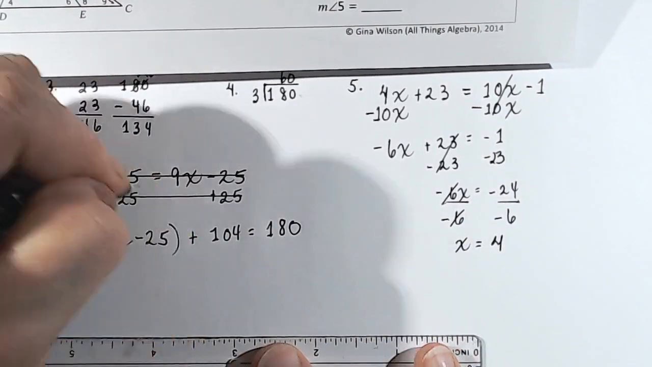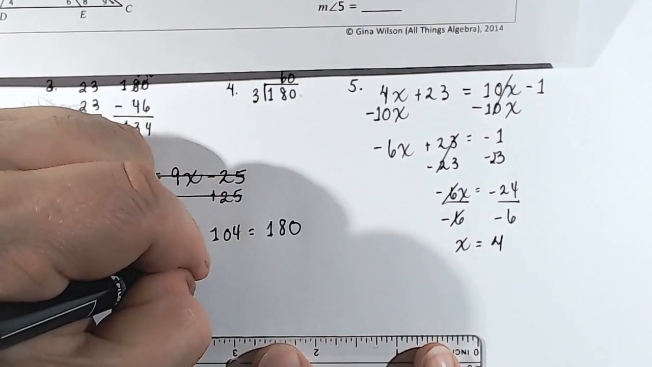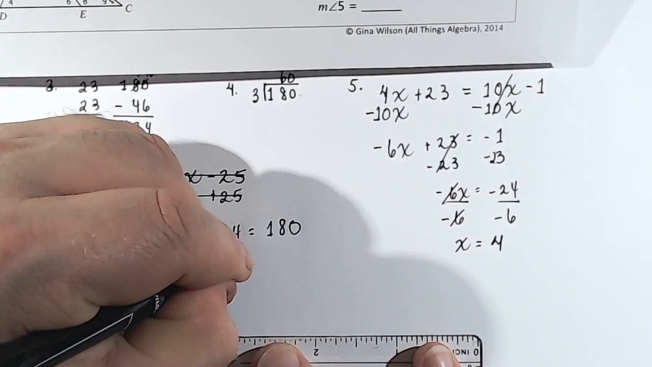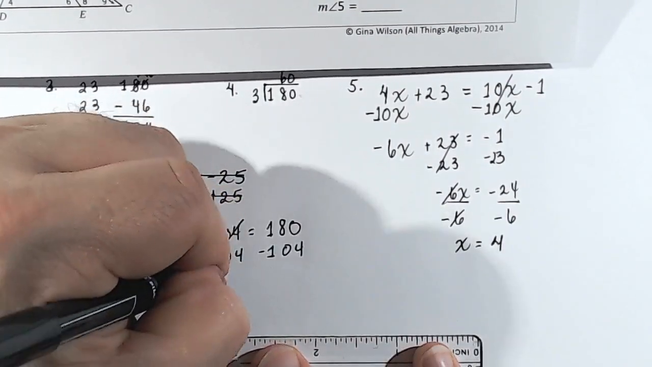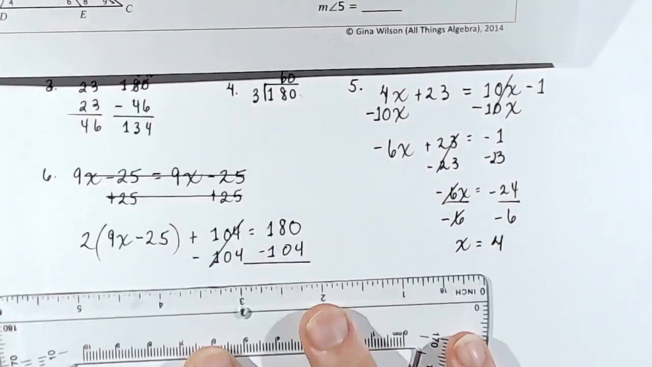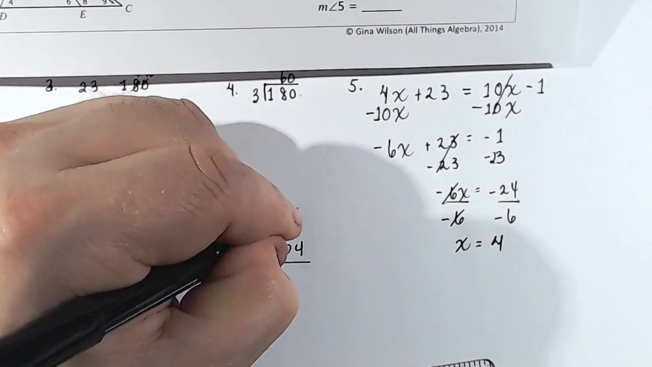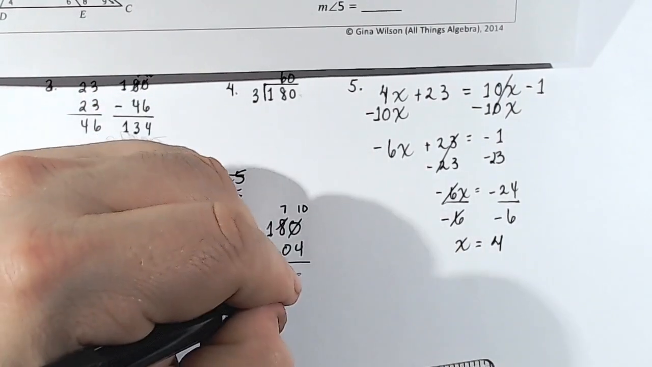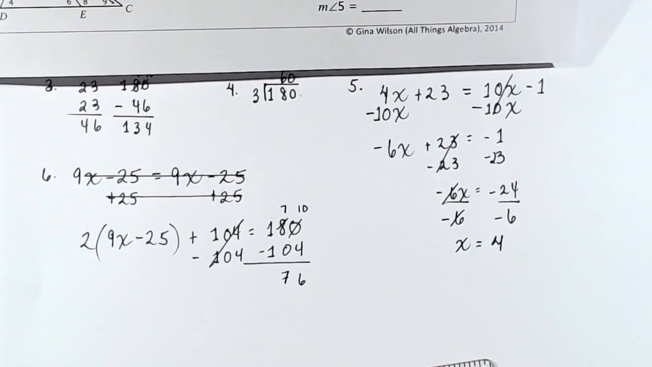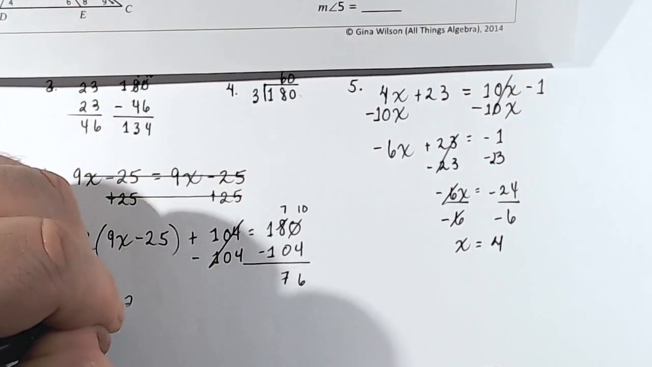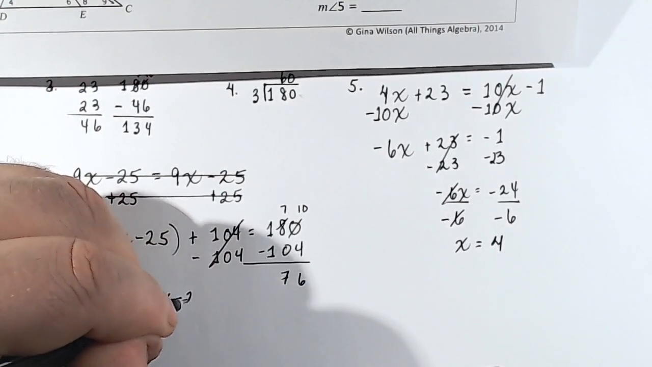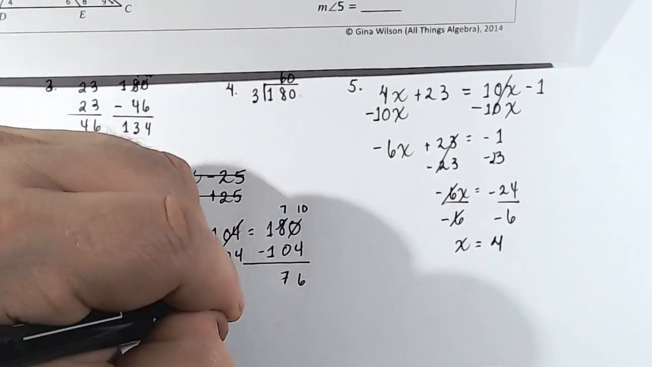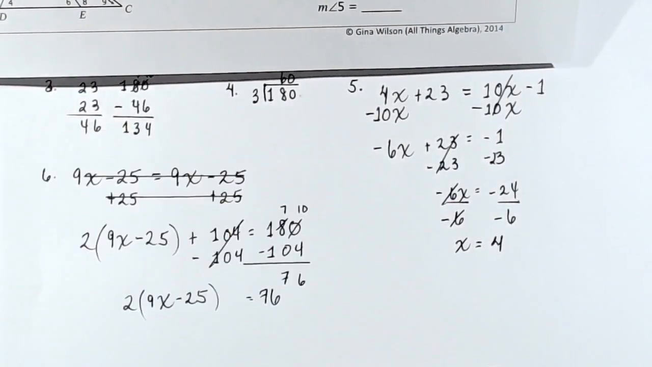So the first step here, we can really do it either way. We'll subtract 104 from both sides. And we'll do 180 minus 104, and we'll have to borrow. 4 from 10 is 6, 0 from 7 is 7, and 1 minus 1 is 0. So now I have 2, open parentheses, 9x minus 25, close parentheses, equals 76.